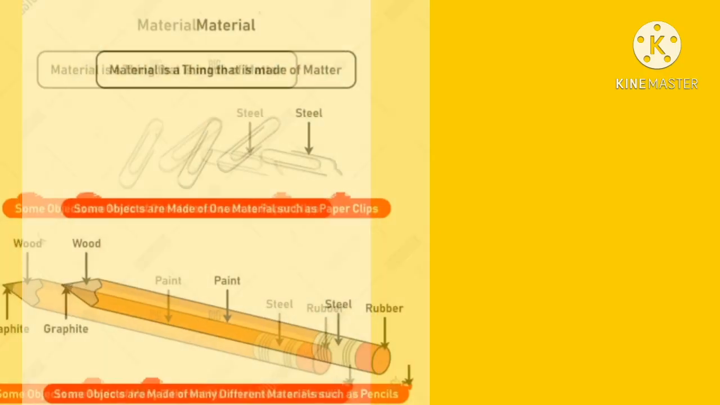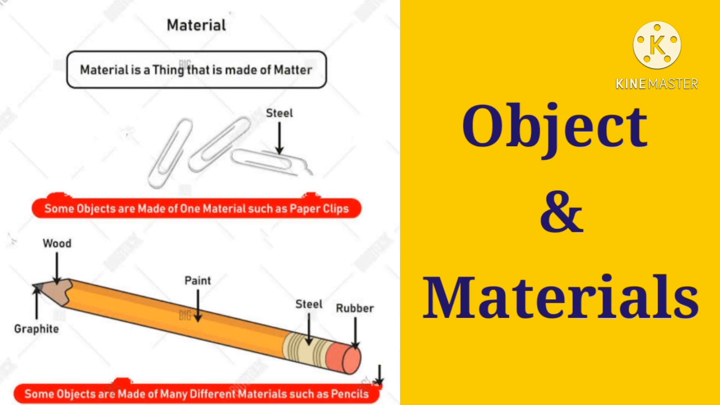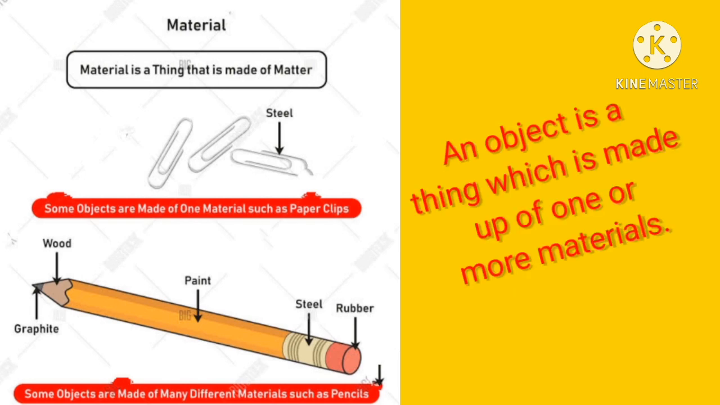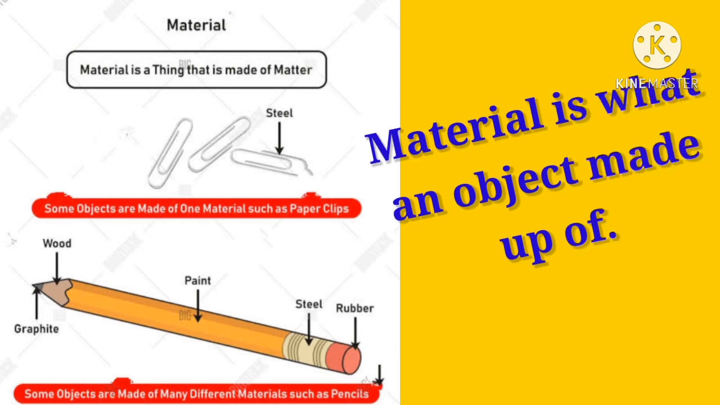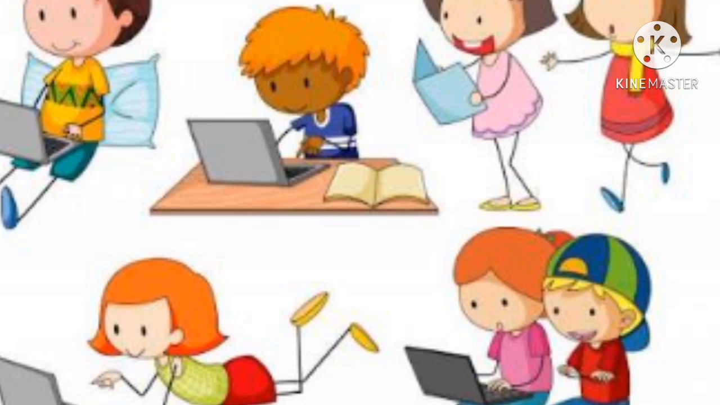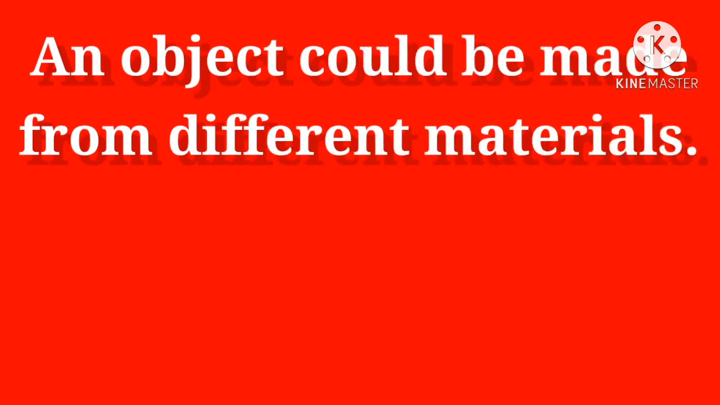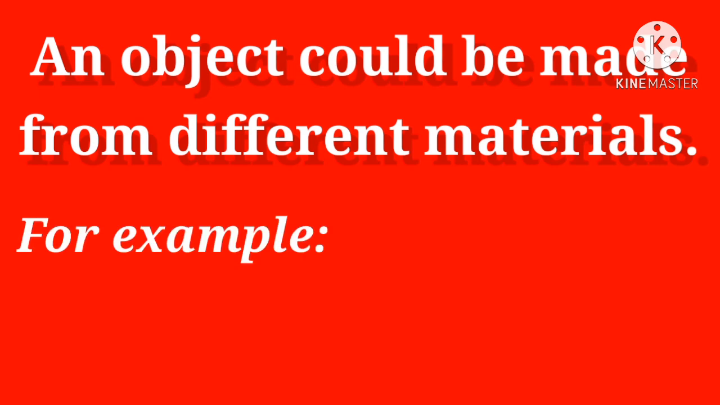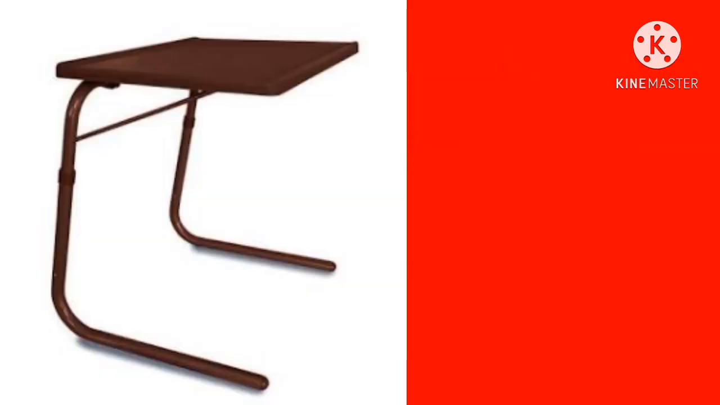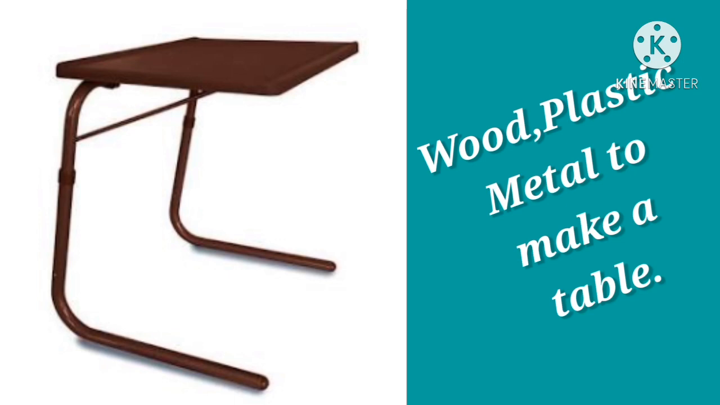Okay children, now we understood the difference between object and material. An object is a thing which is made up of one or more materials, whereas material is what an object is made up of. Children, we need to know two important things. First, an object could be made from different materials. For example, table. We can use wood, plastic, metal to make a table.